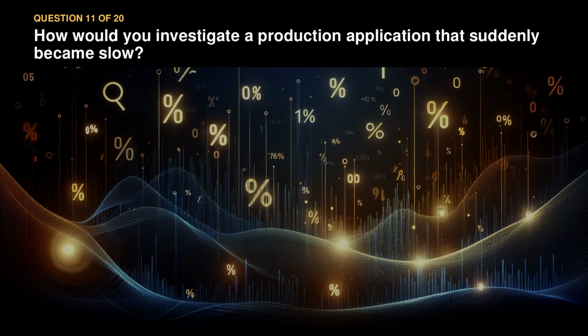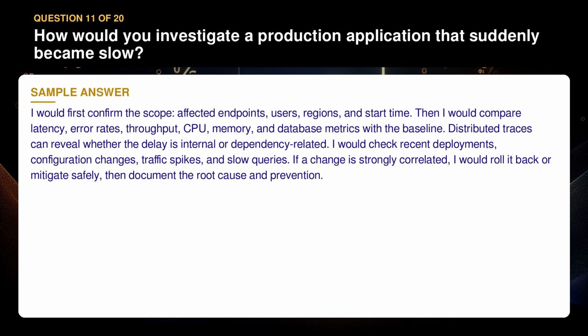How would you investigate a production application that suddenly became slow? I would first confirm the scope, affected endpoints, users, regions, and start time. Then I would compare latency, error rates, throughput, CPU, memory, and database metrics with the baseline. Distributed traces can reveal whether the delay is internal or dependency related. I would check recent deployments, configuration changes, traffic spikes, and slow queries. If a change is strongly correlated, I would roll it back or mitigate safely, then document the root cause and prevention.